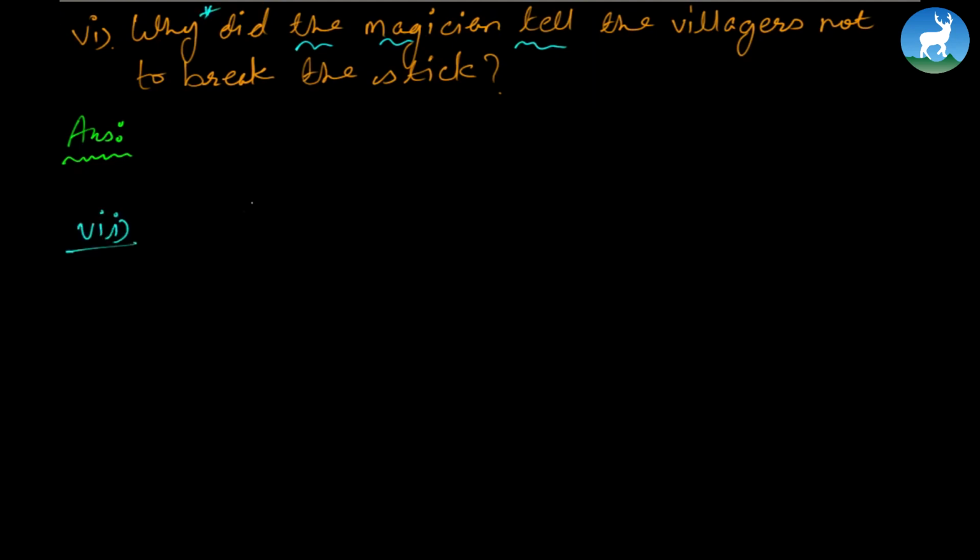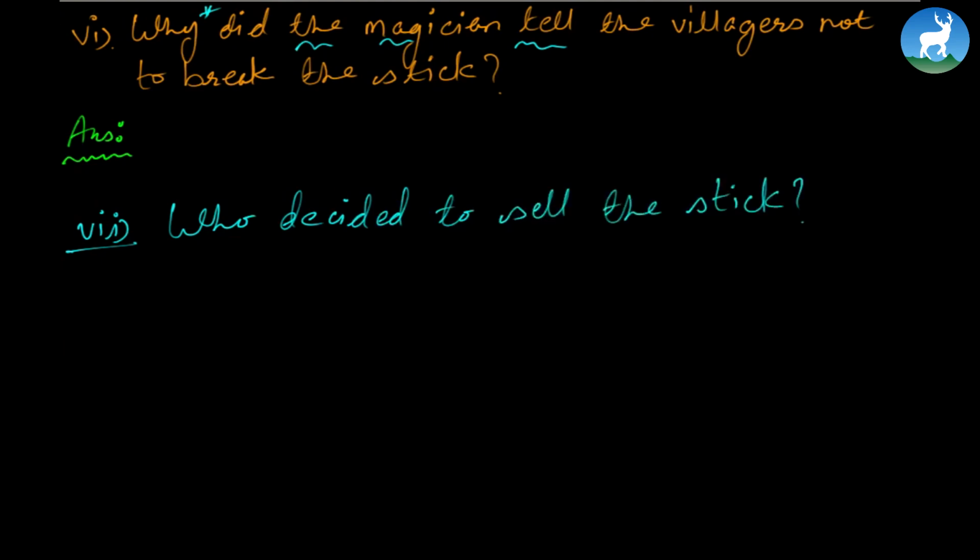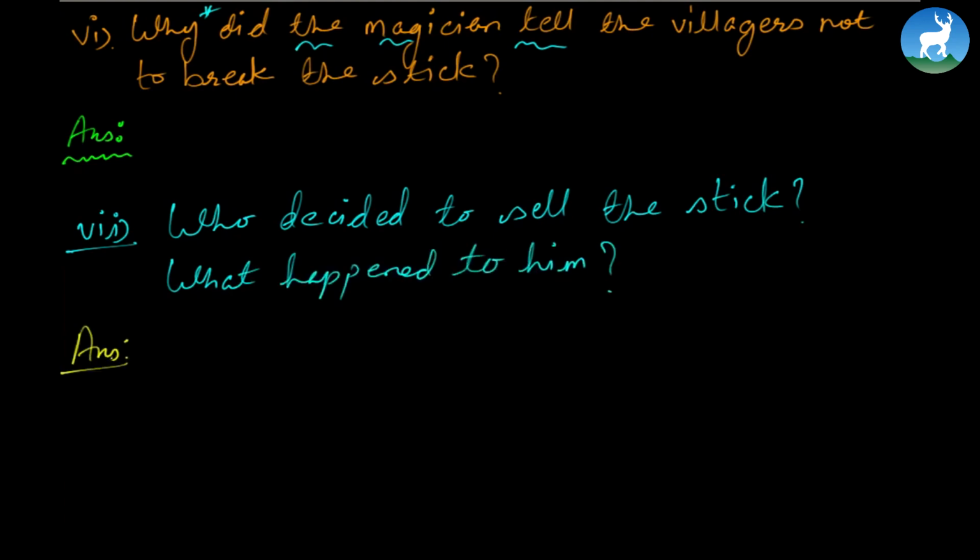Number 7. Who decided to sell the stick? What happened to him? Who decided to sell the stick? What happened to him? Again, the answer lies right in the passage. Now, as we move further, let's look at one more exercise here.